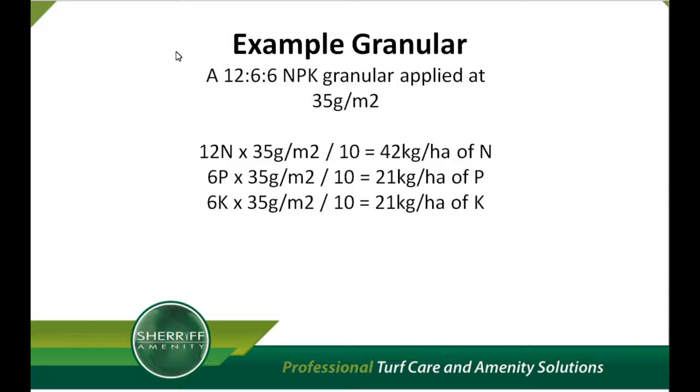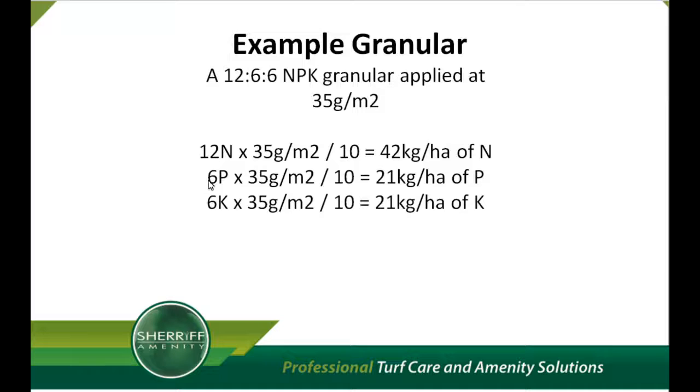So if you intend to apply a granular product with an analysis of 12-6-6, for example, and you're going to apply this product at 35 grams per meter squared, you would quite simply just take the 12, which is equivalent to 12% nitrogen, and times it by your application rate of 35 grams per meter squared, and then divide it by 10, which would equal 42 kilograms per hectare of nitrogen.